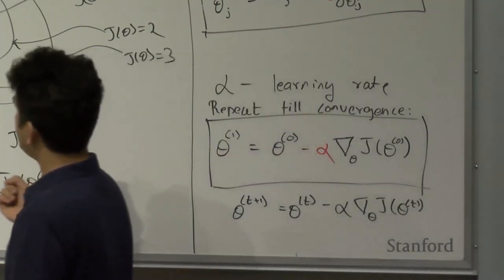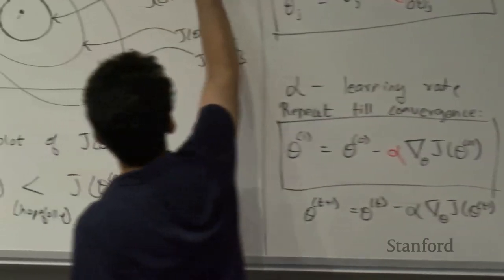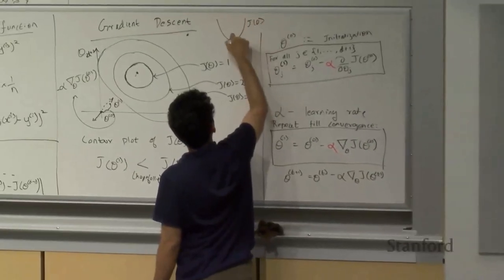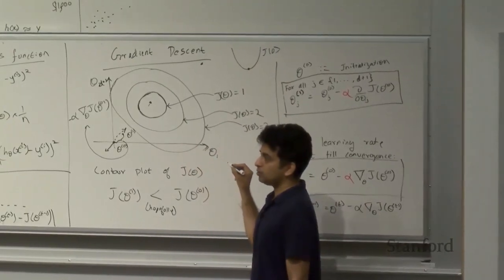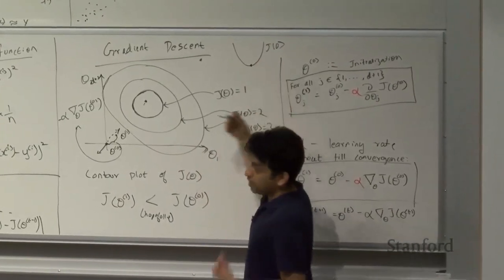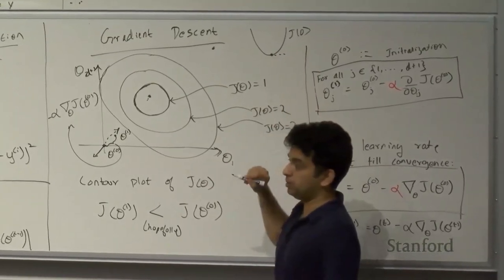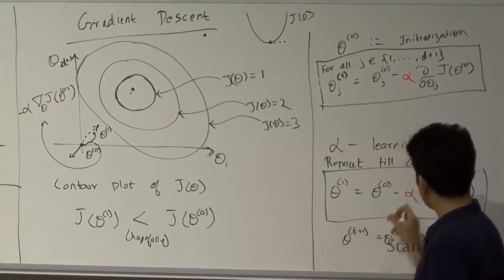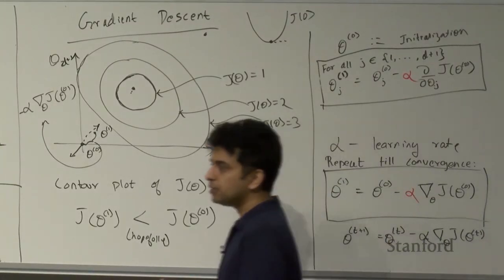The intuition there is that once you reach the absolute minimum, supposing this is J of theta, the gradient is zero. And the gradient keeps getting smaller and smaller as you approach the minimum. So most of the time, a well-tuned constant value for alpha works well enough. Good question.